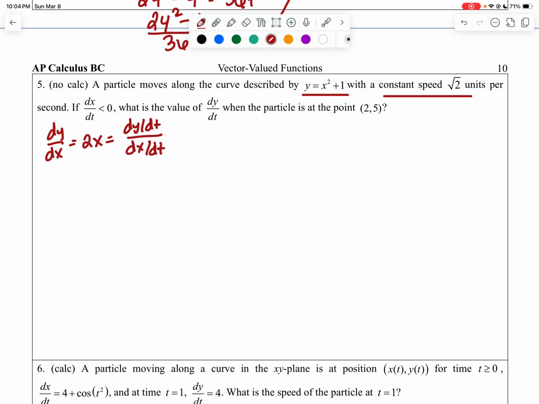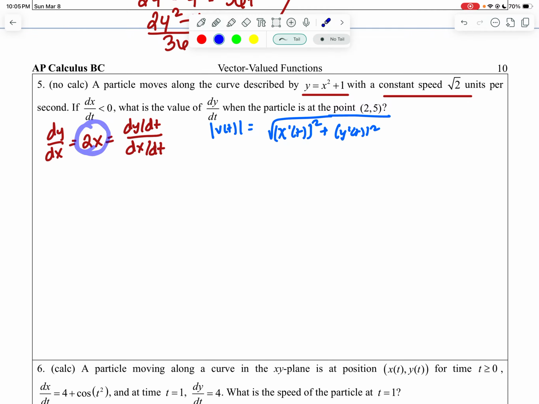If I'm thinking about speed, then my formula for that is going to be the square root of x'(t)² + y'(t)². dx/dt is less than 0. And then we need to figure out what dy/dt is at the point (2, 5). Now, if I'm using the point (2, 5), where 2 is x, and I plug it in into this right here, so this is where I'm using this now. If I'm going to plug in 2 here, notice how that's 4, okay, which is a positive number.